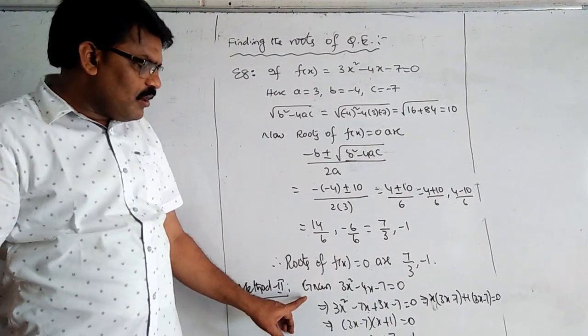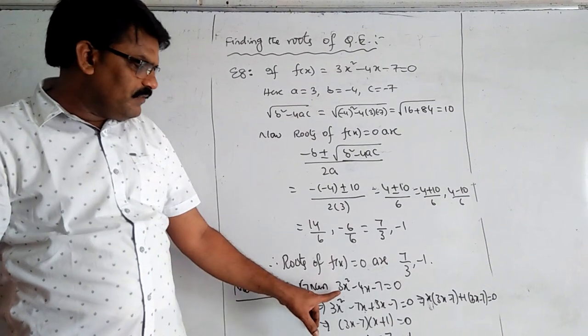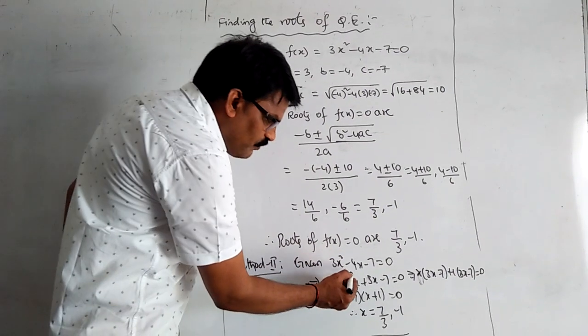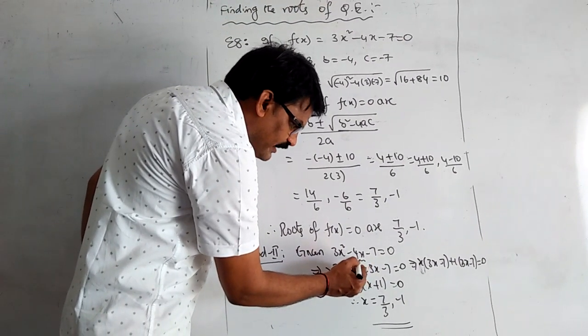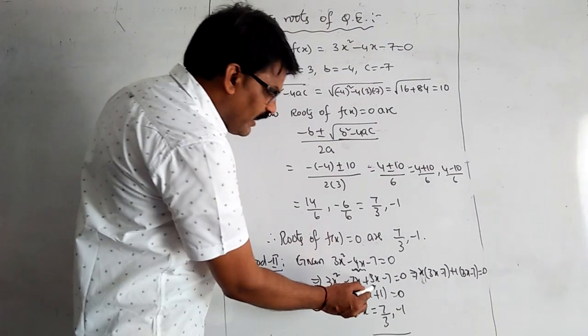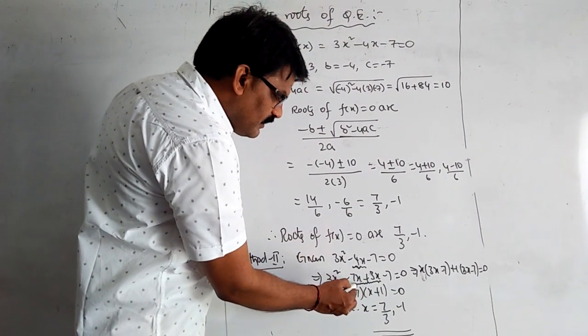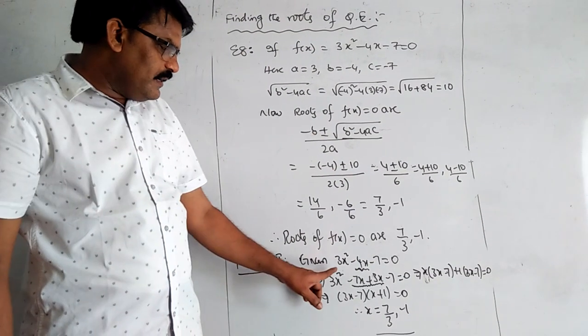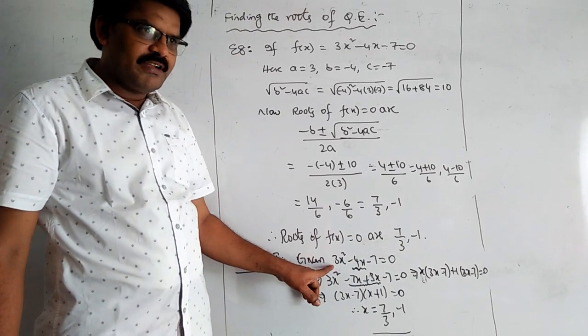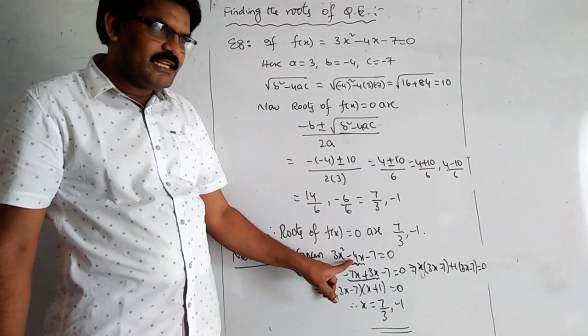In method 2, how do we find the roots? The given equation is 3x square minus 4x minus 7 is equal to 0. Now we have to adjust this minus 4x by taking a combination of two different values of x. Here, by multiplying 3 and minus 7, we get minus 21. By adding, we get minus 4.